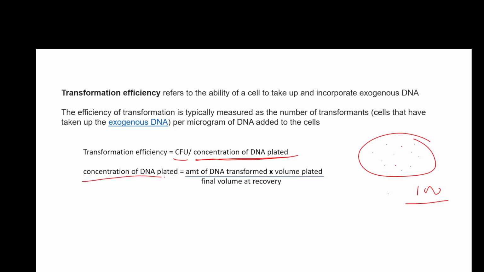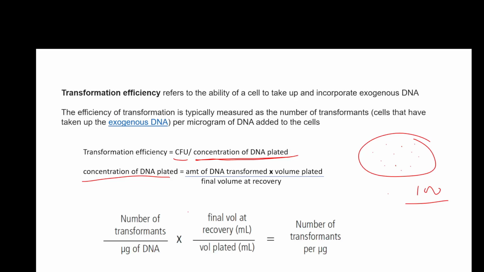So to know the concentration of DNA plated, the calculation uses the amount of DNA transformed, like how much you have taken initially, how much you have plated, and the volume at the time of recovery. As I have mentioned, we give some medium for the recovery of the cells, so there is a final volume at the time of recovery. Then the number of transformants per microgram, or transformation efficiency, will be: number of transformants, which is CFU, number of colonies, upon microgram of DNA, into volume plated, and this final volume at the time of recovery. So this is the calculation.